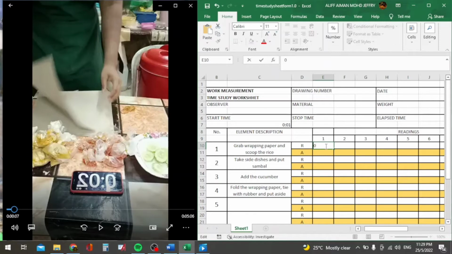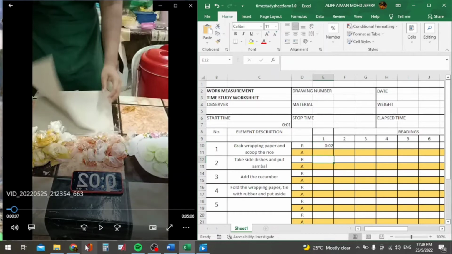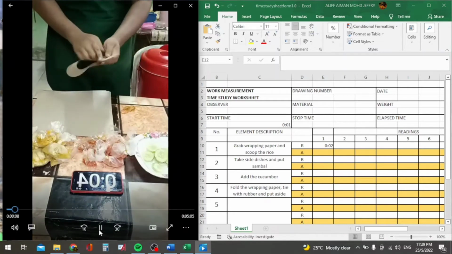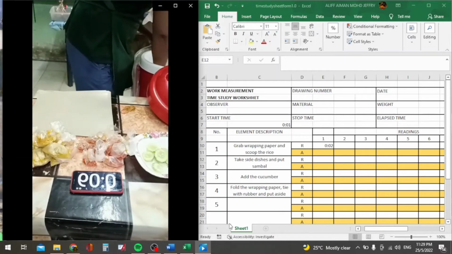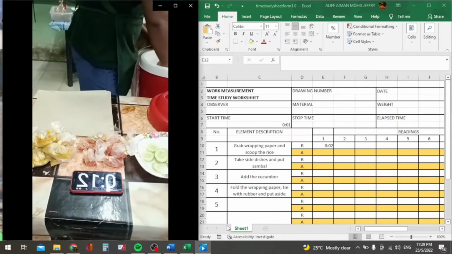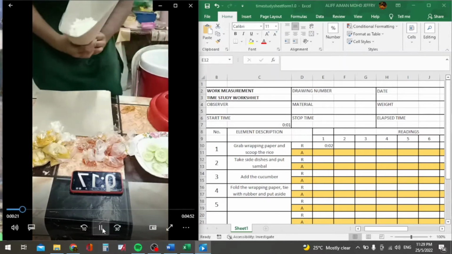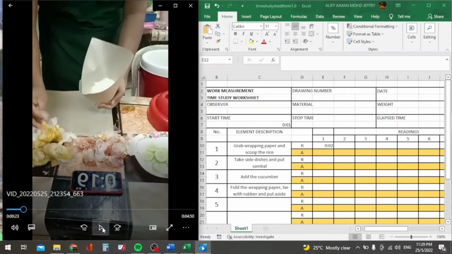0.02. Grab wrapping paper and scoop the rice. Okay, the time for the second element is 0.19, which is when the person touches the side dishes.